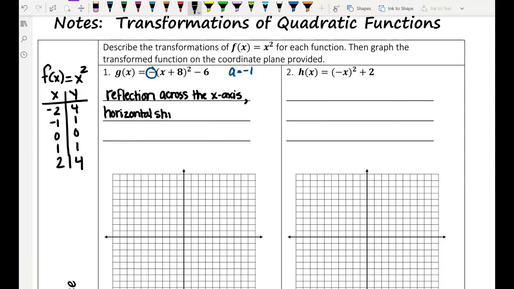Which direction and how many units? If it is a +8, what is the value of h? Yeah, because h would be -8. If it's a +8, that means that h is -8, and we know that k is -6. So we're going to do a horizontal shift, 8 units left.